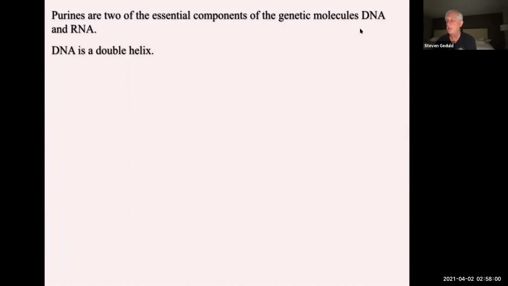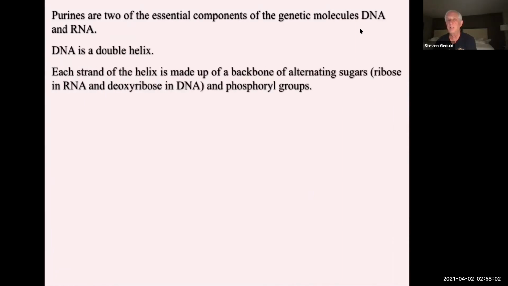DNA is a double helix. RNA is a single helix. Each strand of the helix is made up of a backbone of alternating sugar, which is ribose in RNA and deoxyribose in DNA, and a phosphoryl group. So you've got a sugar and a phosphoryl group that make up the backbone, then your purines attached. So you've got this winding ladder and a corresponding sister molecule to it to make it a double helix. The ladder backbone is made up of a sugar molecule, phosphate, sugar molecule, and phosphate. And then the purine bases connect these strands together.